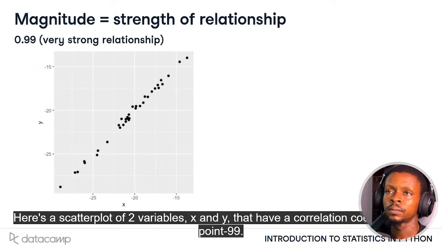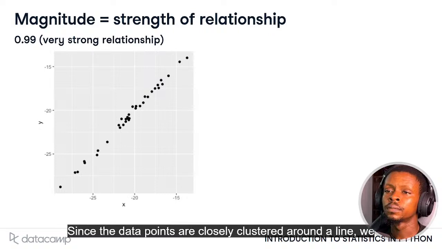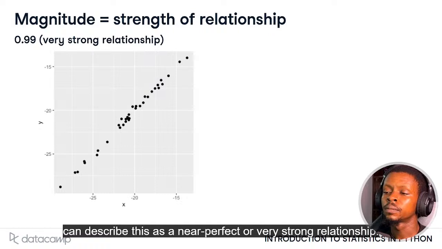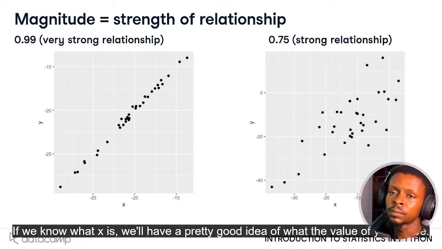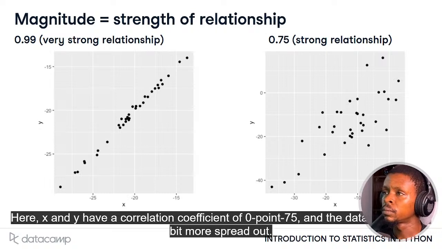Here's a scatter plot of two variables, x and y, that have a correlation coefficient of 0.99. Since the data points are closely clustered around a line, we can describe this as a near-perfect or very strong relationship. If we know what x is, we have a pretty good idea of what the value of y could be.